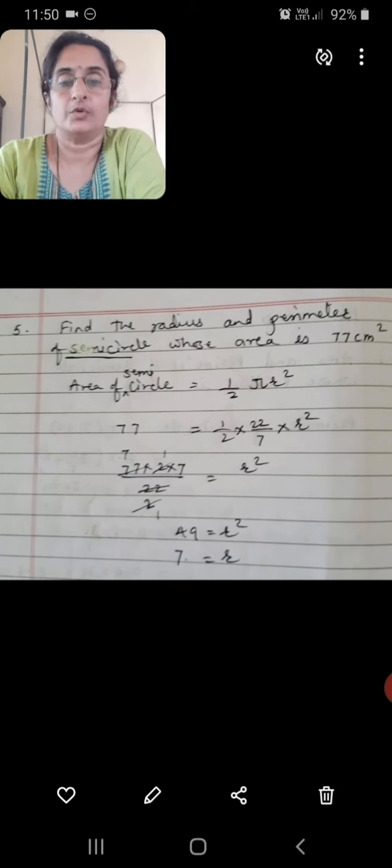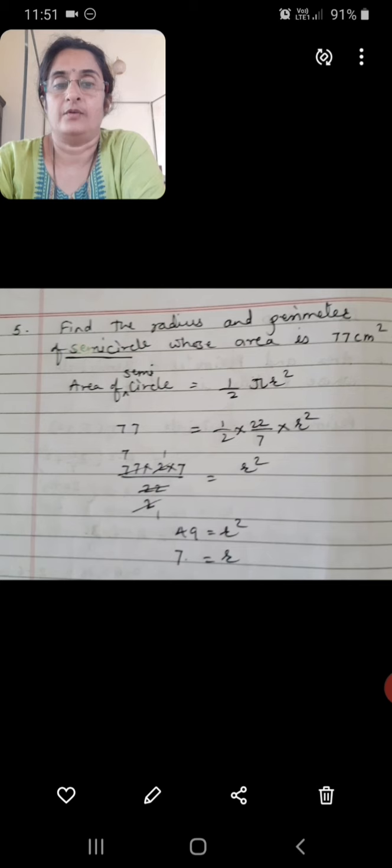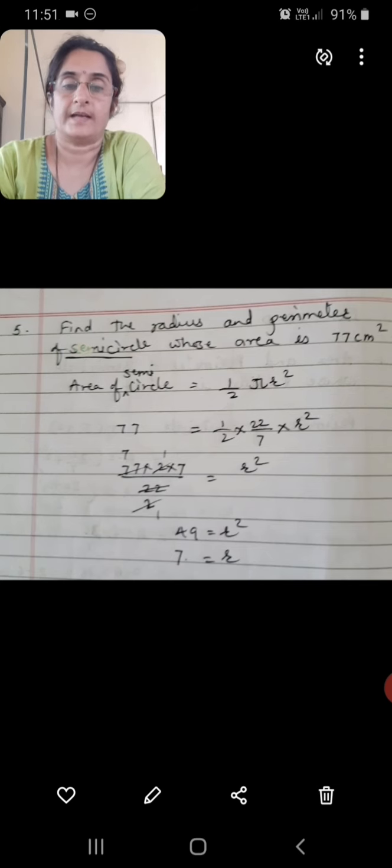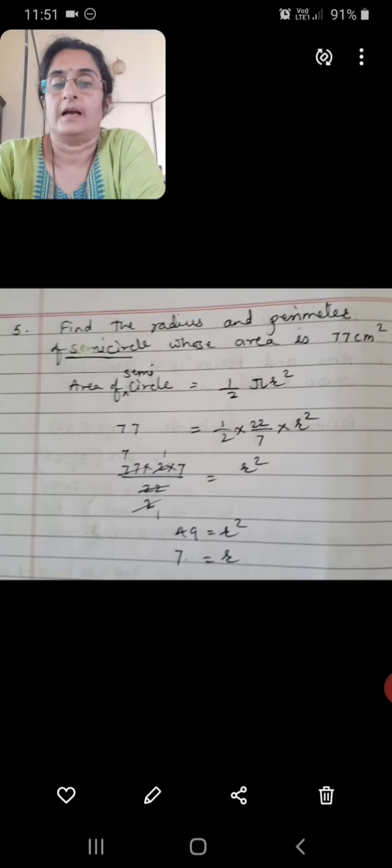So you know the formula, area of semicircle is half pi r square. The semicircle's area is given as 77. You have to write it as it is. Half value as it is. Pi's value I have taken as 22 upon 7. R square we are going to keep as it is because we don't know r's value. We are going to find out that. So when you solve that, r square will be 49 and then r's value is 7.